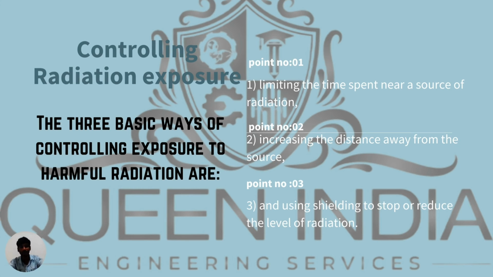Controlling radiographic exposure means limiting the time spent near the source of radiation, increasing the distance away from the source, and using a shield to reduce the radiation level. These are the basic things to avoid exposure.